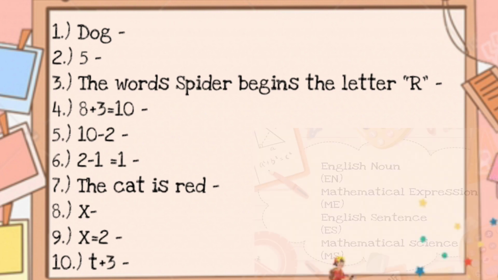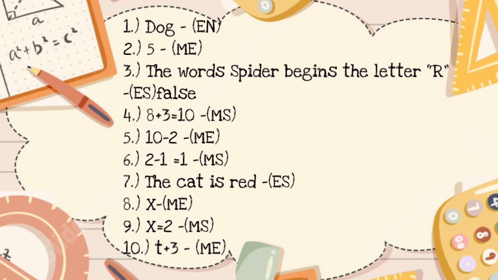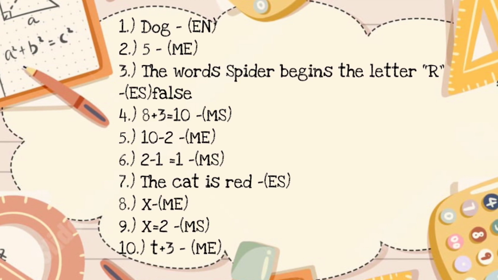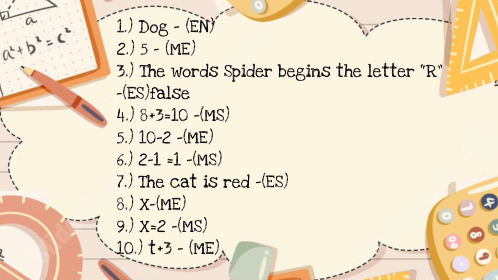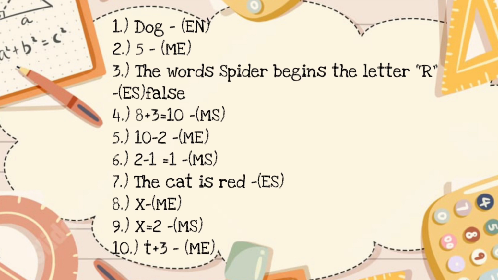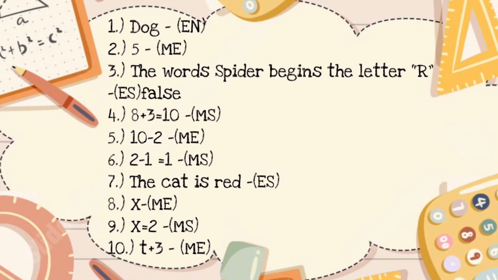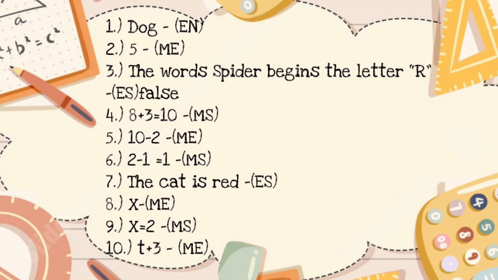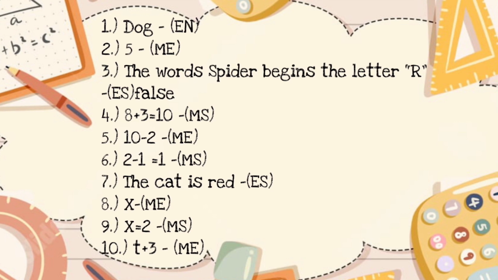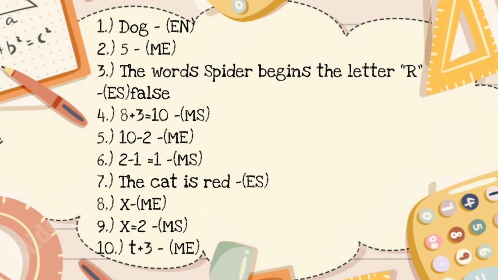Time's up. So, here's the answer. Pwede bang pakicheck kung ilan ang inyong nakuhang tamang sagot? So, the right answer in number 1 is EN because dog is another example of English noun. And then, number 2 is mathematical expression. And then, number 3 is English sentence that is false. And the word spider begins with the letter R. So, kung mapapansin natin, ang Spider-Man hindi nag-umpisa sa letter R. And then, ang verb na ginamit natin sa number 3 is yung begins. So, kaya naging English sentence siya.